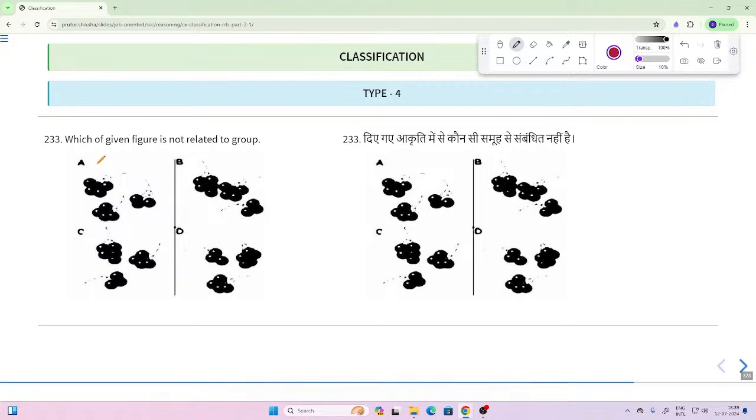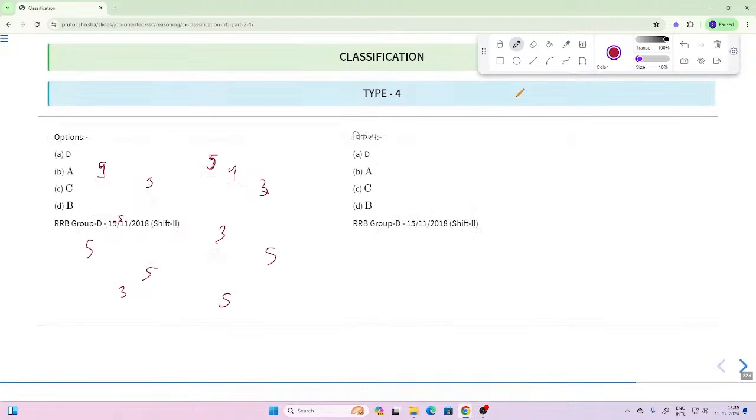So we have 4, one here, 5, 5, 3, 4, 5, 4, 3, 5, 5, 3, 3, 5, 5. Since this is the only one of the 5, 4, 3, hence option B is wrong. So figure number B is the odd one out.